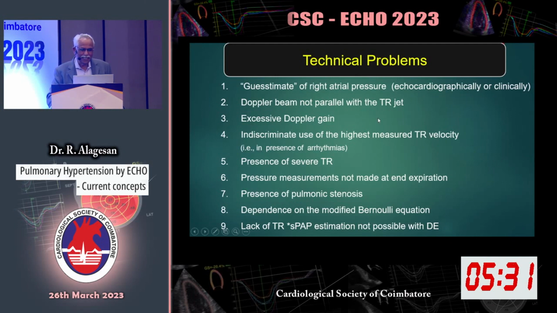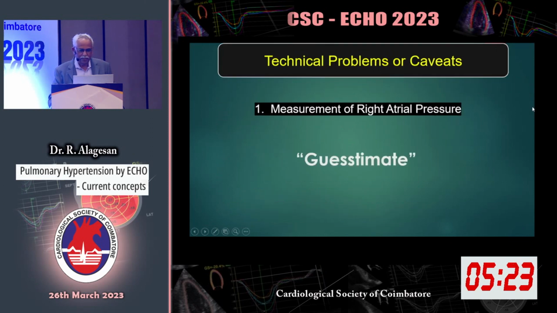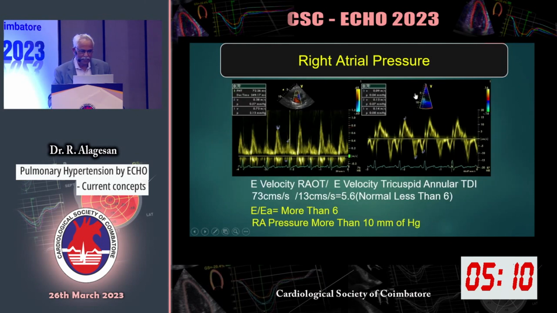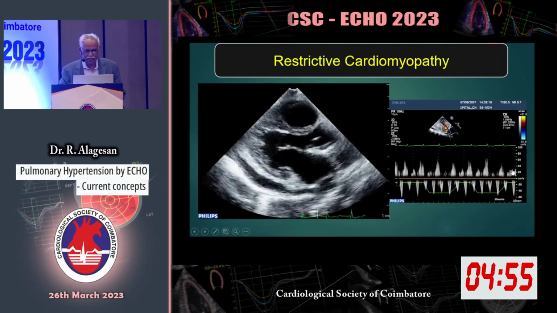The other problem is that there are technical problems with the diagnosis of pulmonary artery pressure. Take the right atrial pressure itself: normally the S velocity is prominent and the D velocity is small. If the S velocity is less prominent, it is likely to indicate that the patient has elevated right atrial pressure. Like E by E prime on the left side, we can use the tricuspid valve E and the tricuspid annulus E prime. If it is more than 6, it indicates that the RA pressure is likely to be more than 10 millimeters of mercury.